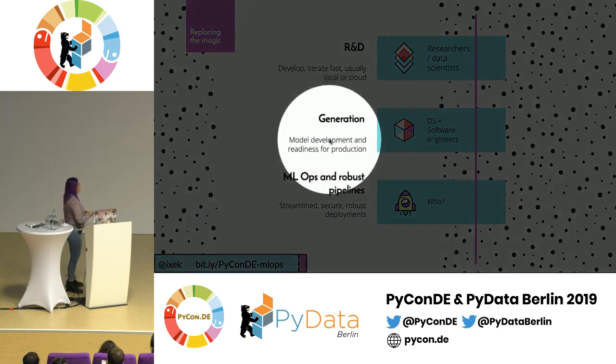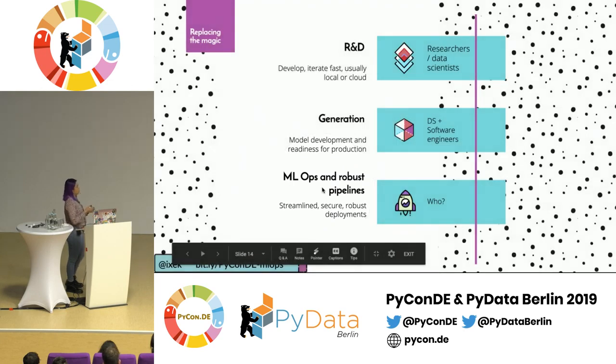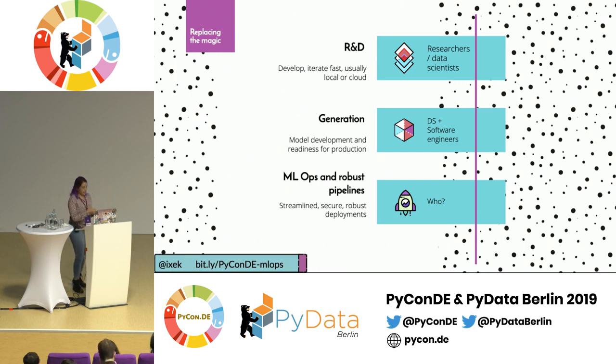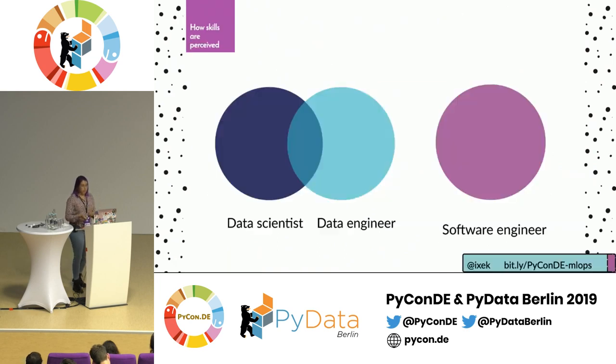And here is where MLOps and robust pipelines come into place, because this gives us streamlined, secure deployments. It takes the abstraction from all of that magic that I showed in the previous slides. It assigns proper responsibilities and proper automation tasks for taking these models into production. So, who should be responsible for the actual automation and the actual deployment? That's a question that people often ask.